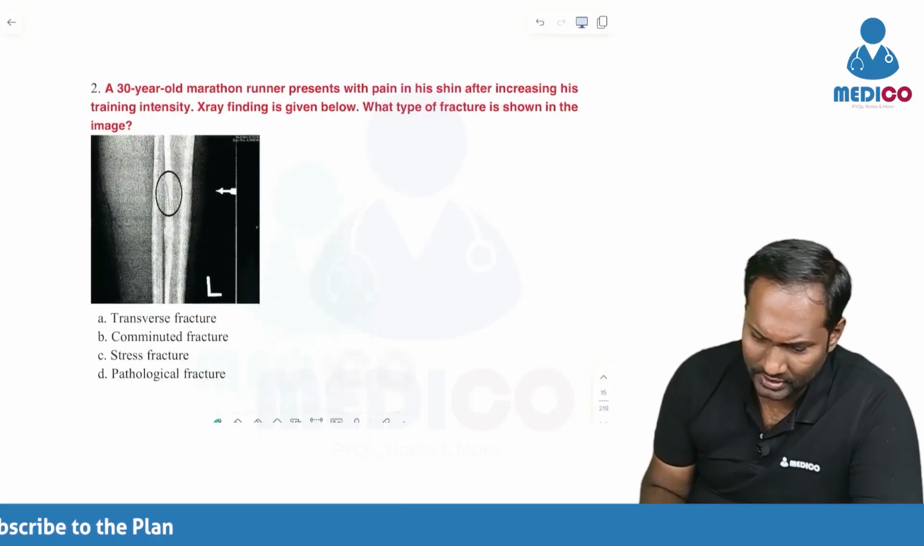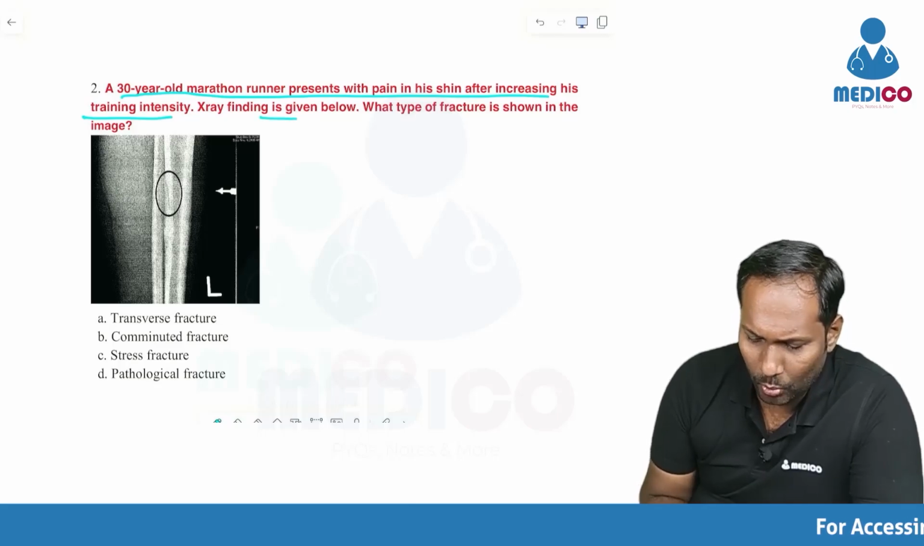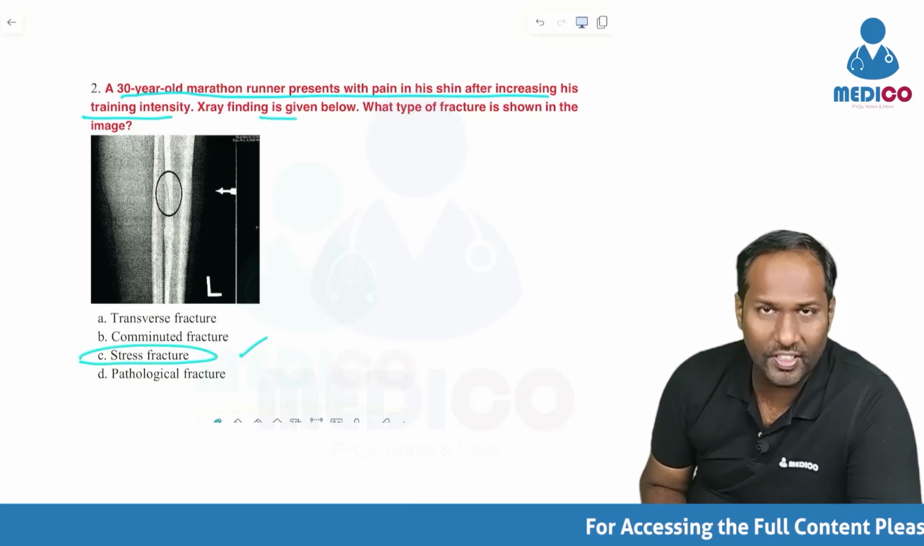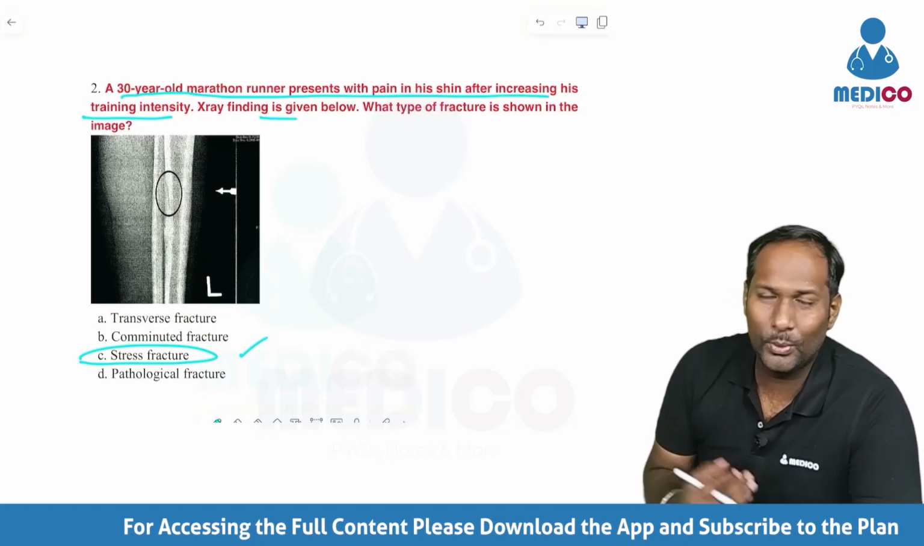Look at another similar question. A 30-year-old marathon runner presents with pain in his shin after increasing training intensity. X-ray finding is given below. What type of fracture? It is a stress fracture. All right. See, based on the concept of stress fracture, they have given two different questions.